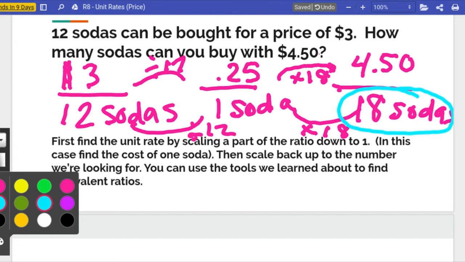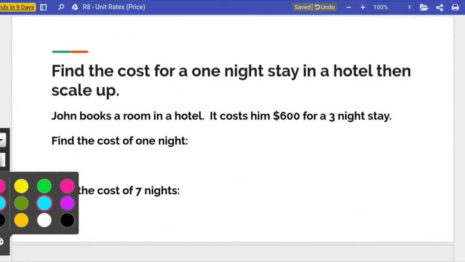So we got there by getting the unit rate first. So this one right here is my unit rate. 25 cents per soda is the unit rate. Then I can use that unit rate to find the cost of any number of sodas that I want.